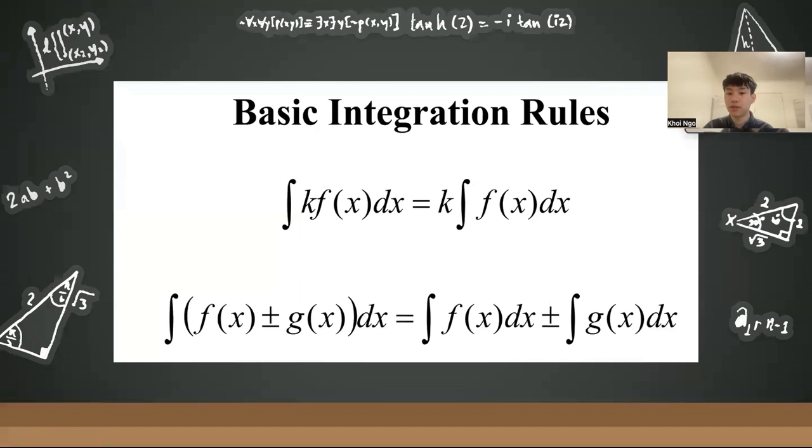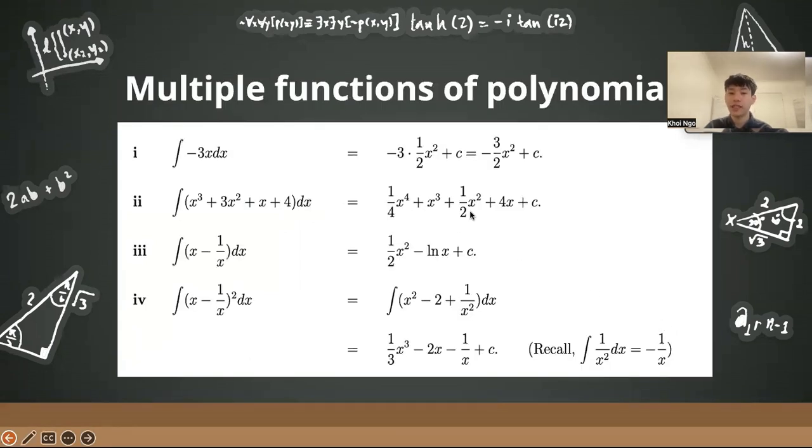And then for the second property, when we take the antiderivative of a sum of functions, we can split the antiderivative. It becomes the sum of antiderivatives. The antiderivative of f(x) plus or minus g(x) dx is equal to the antiderivative of f(x) dx plus or minus the antiderivative of g(x) dx. Then let's keep going with the examples.